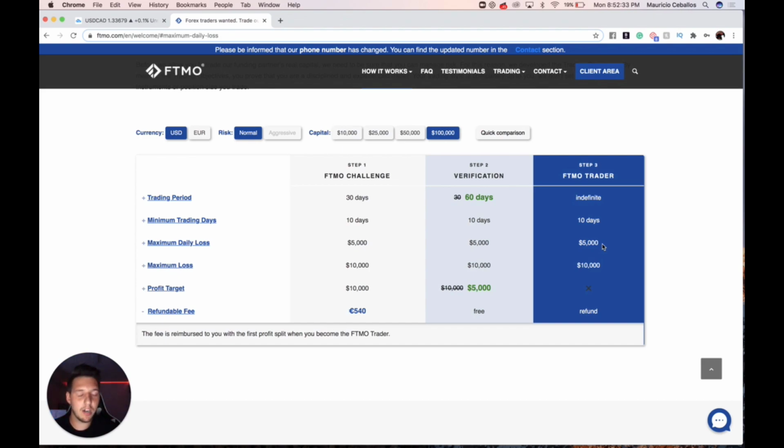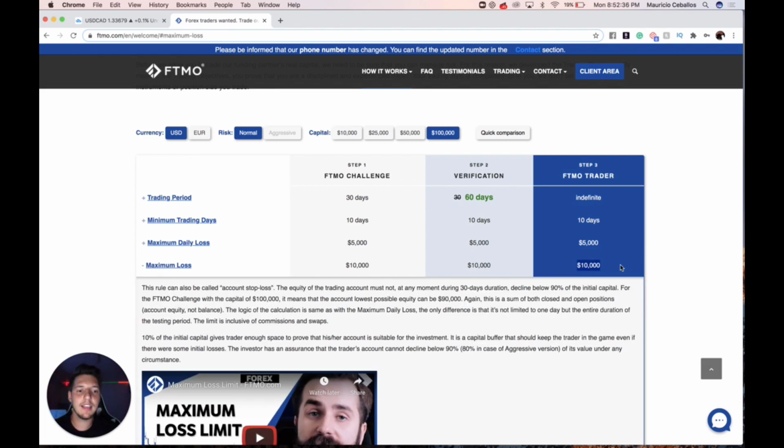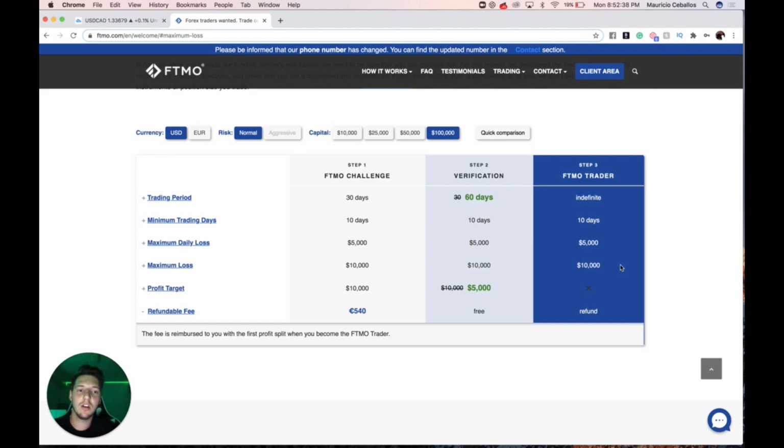You can never go under 10% in your overall trading period. So in this case, you cannot go down to 90,000, because if you go down to 90,000, they're going to take that FTMO trading account away from you. Therefore, you won't be able to make profits.